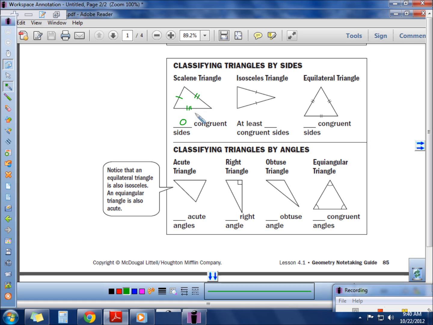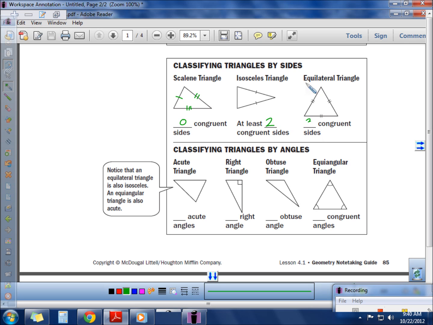Isosceles has how many congruent sides? 2. And it says at least. So that means that when it has 3, that's also a type of isosceles. It's just not as specific as we need. That's why we have equilateral. Equilateral is when they're all equal sides. So we have 3 congruent sides.